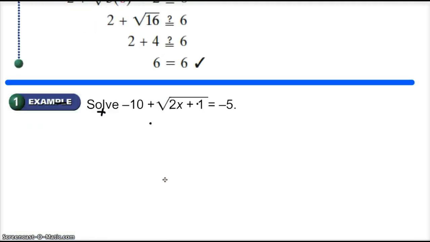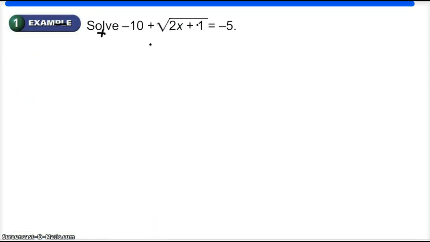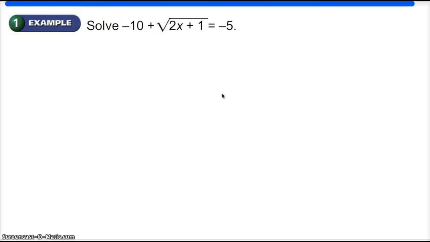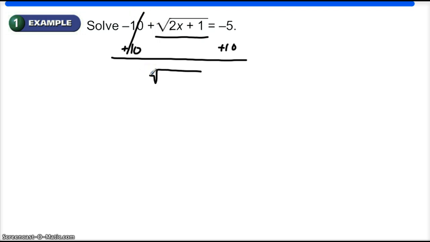Okay, so now let's go ahead and do this one for your notes. I had just attempted to do this a moment ago and had some difficulty, so let's start over. We have -10 plus the square root of 2x plus 1 equals -5. So we want to get this by itself. We want to isolate it. So we're going to add 10 to both sides, which then cancels, and we have the square root of 2x plus 1 equals 5.